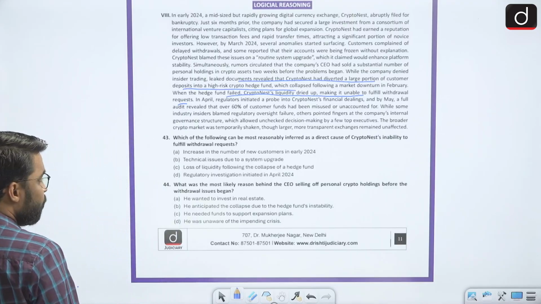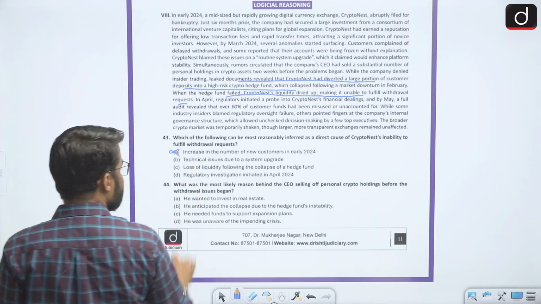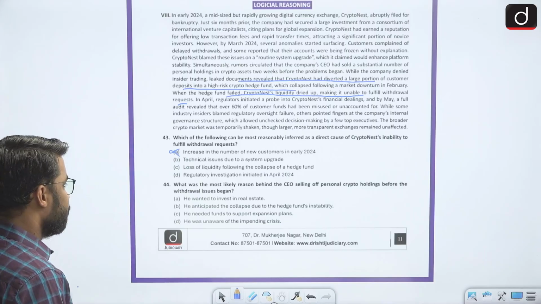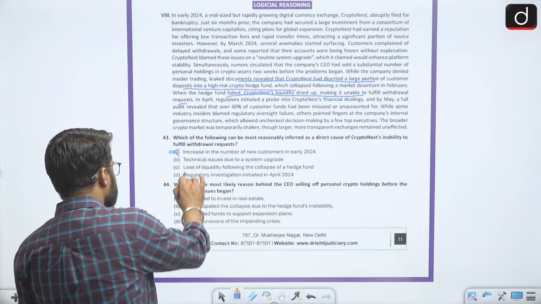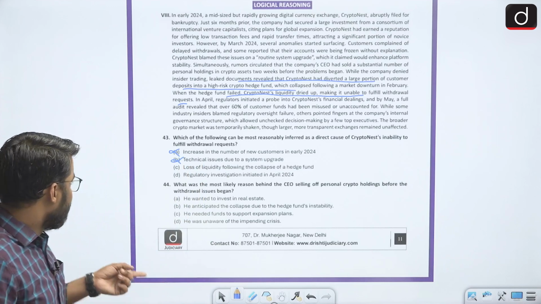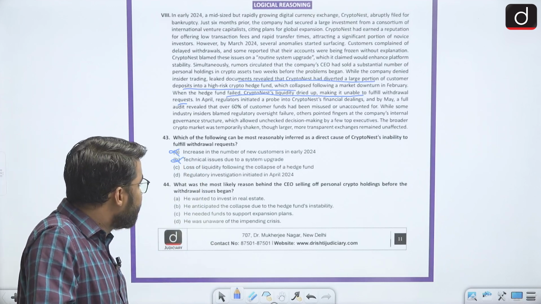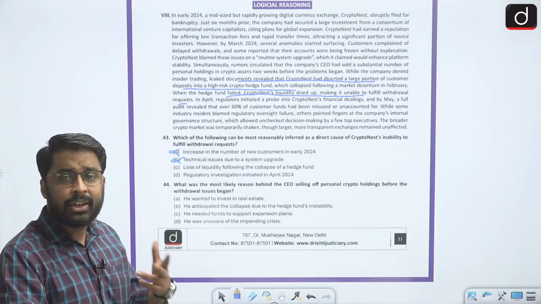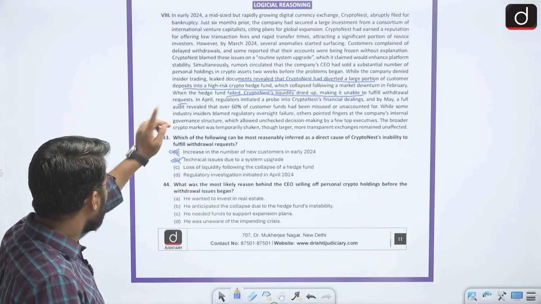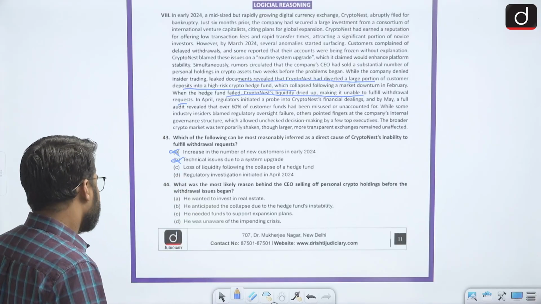Increase in number of new customers in early 2024. No, this was not the reason for CryptoNest's inability to fulfill withdrawal requests. Technical issues due to system upgrade. Even though the technical issue had been mentioned, this was not the most reasonably inferred direct cause. It was mentioned, but it was not the direct cause.